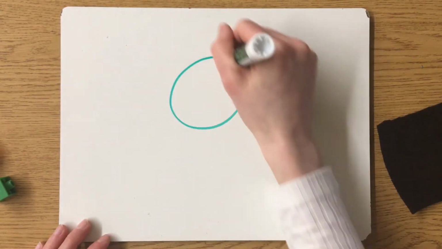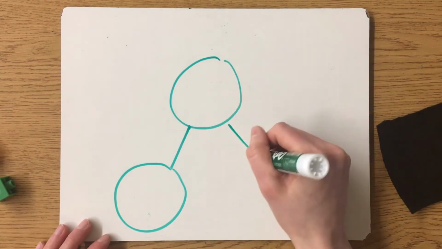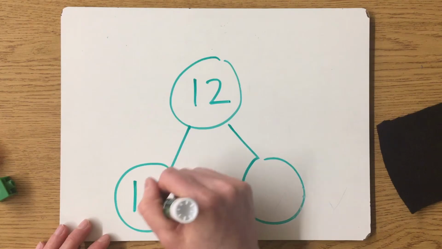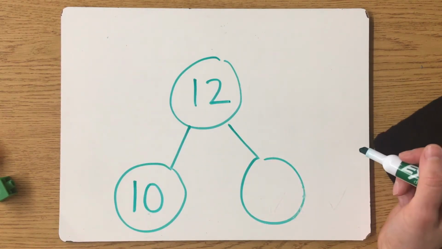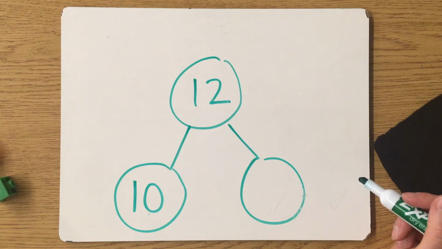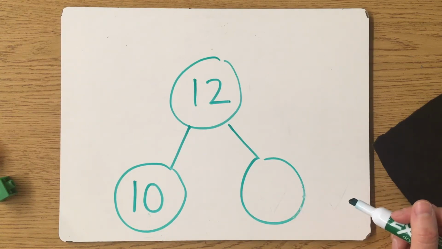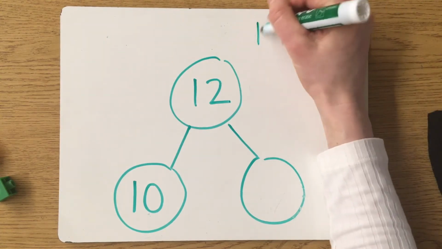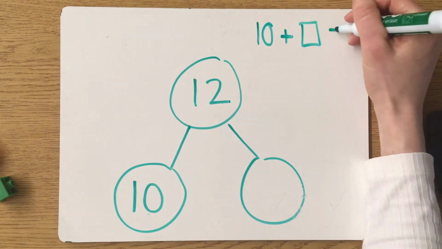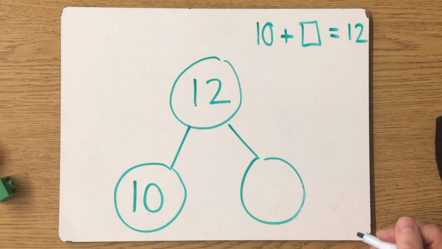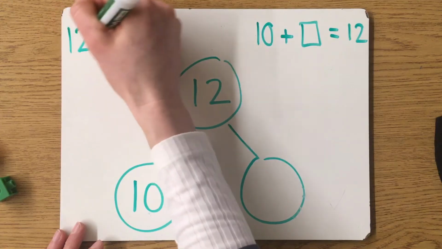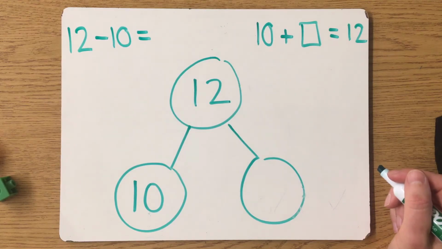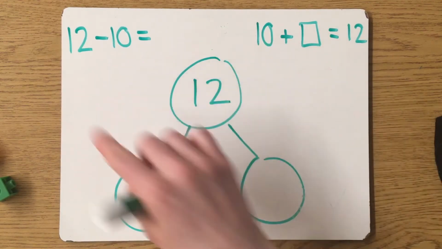Here's another number bond. I have 12 in the whole group and 10 in one of the parts. I need to figure out how many in the other part. I could either do addition or subtraction. Part plus part equals whole group. Or whole group, take away one of the parts, equals the other part. If you're like me, you might prefer addition over subtraction.